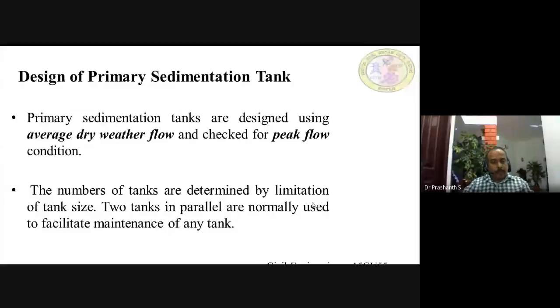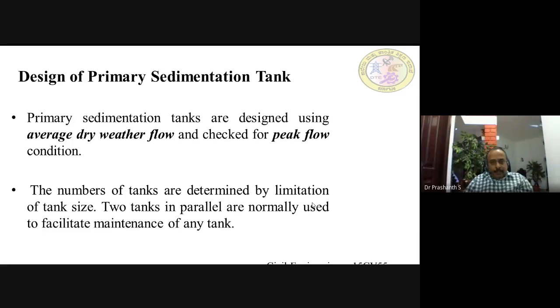The sedimentation tank may also be categorized based on the shape. Some tanks are rectangular in shape, and some are circular in shape. So, generally, rectangular tanks and circular tanks are utilized in the sewage treatment plant. And in this session, our main aim is to understand and to design the primary sedimentation tank.